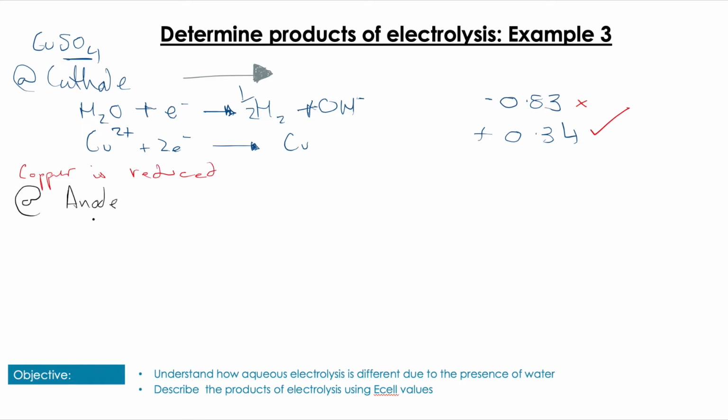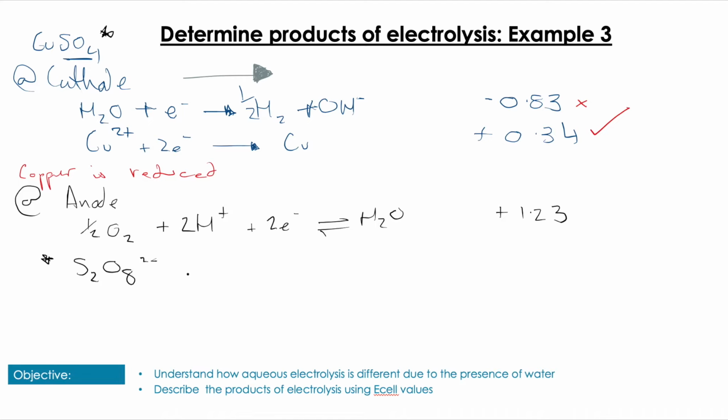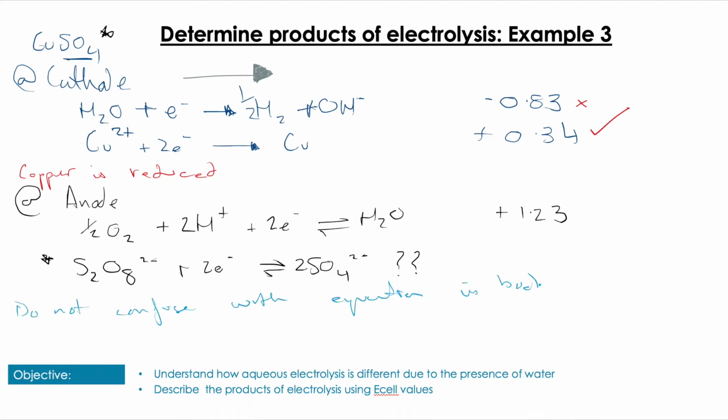Coming over to the anode, this is the main reason I chose this example. We have the water as always, but on your table, on your data booklet, you will not actually find the correct equation for the oxidation of the sulfate ion. I'm not actually fully sure about the equation for this oxidation. I had a little look online, I couldn't shore it up, but I think it would look something like this. A couple of people suggest online that it might be something like this. This is not the correct equation.